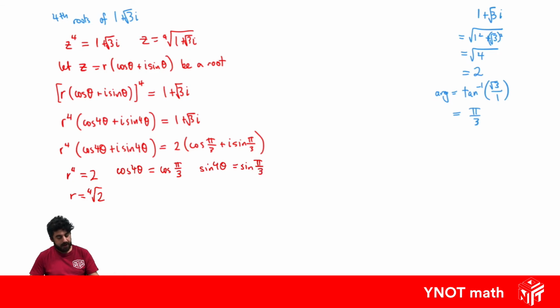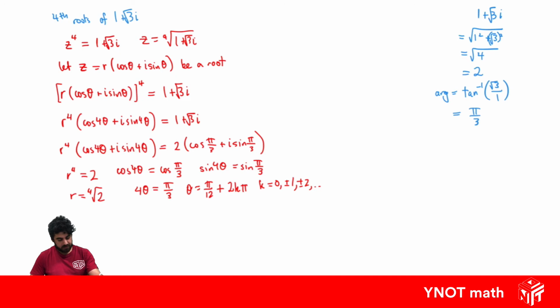We can just equate angles now, because if cos 4 theta equals cos pi on 3, that means 4 theta has to equal pi on 3. And we get the same thing for sine. Dividing both sides by 4 gives us theta equals pi on 12. And remember from last example, this has to happen at every multiple of 2 pi. So we write it as plusing 2k pi, where k equals 0, plus or minus 1, plus or minus 2, and so forth. And since we found our angle and our modulus, we can sub that back into our original equation for z being a root.